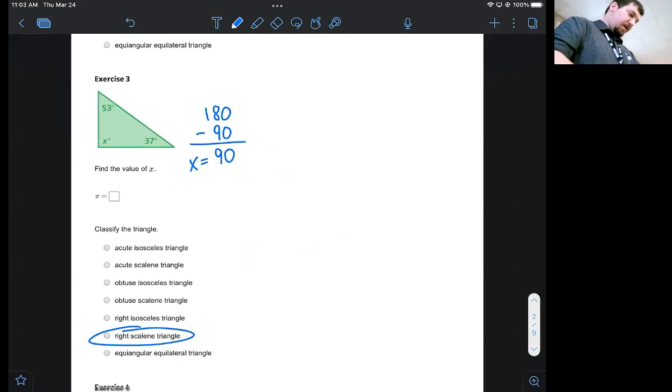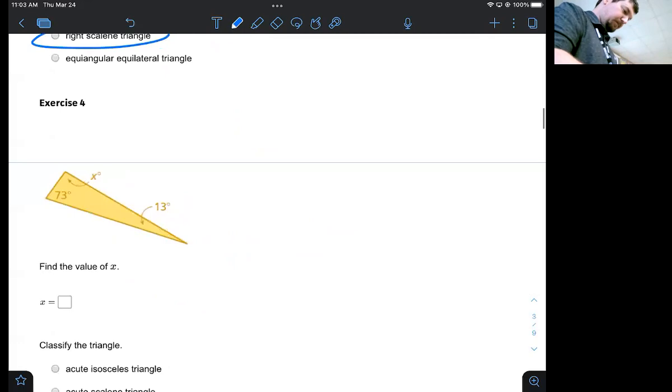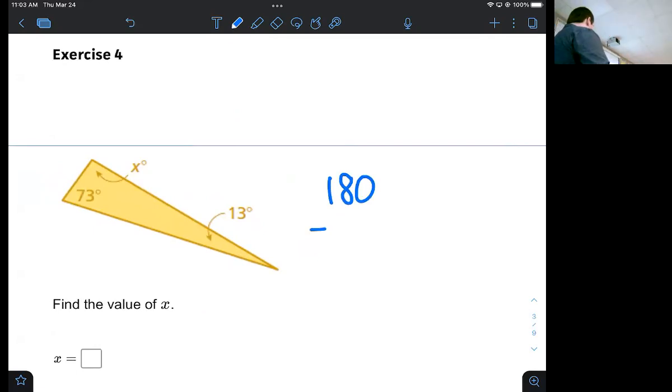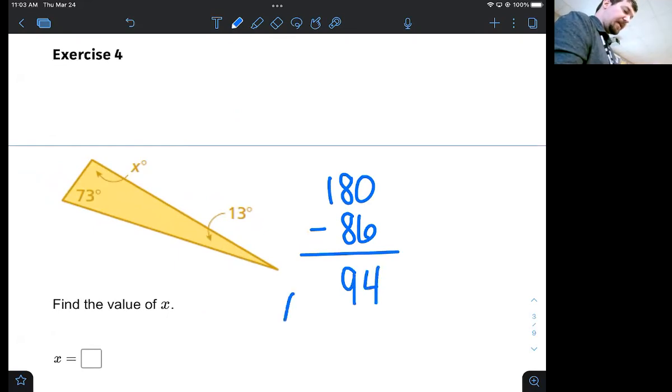Okay. Number four. We'd start off with 180 degrees minus the two angles we do have. What's 73 and 13 add to? 86. So 180 minus 86 is 94. So this is x equals 94.